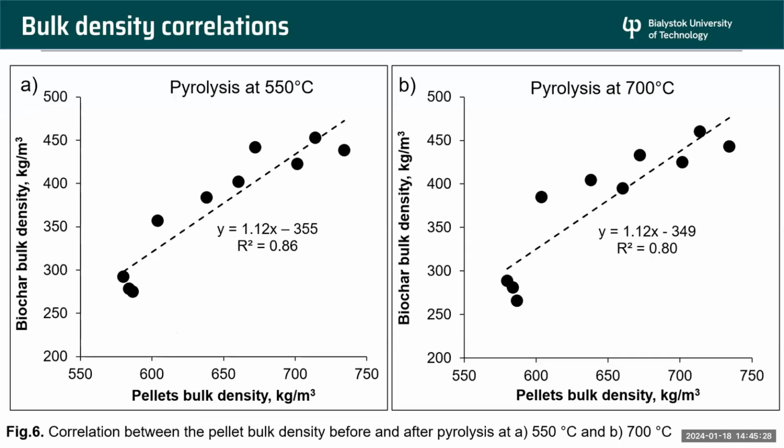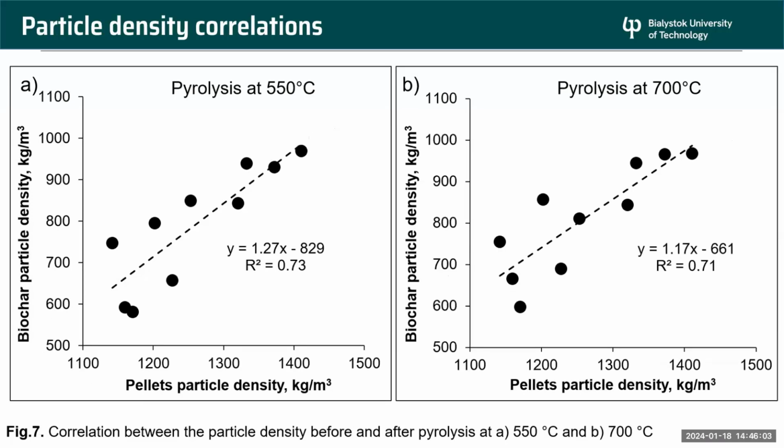So focusing on pellets, we found out that in both temperature scenarios, we have a direct effect of the pellet bulk density on the biochar bulk density. So the higher the bulk density of pellets that were subjected to pyrolysis, the higher the bulk density of the biochar obtained. Here the correlations were a bit stronger for 550 degrees than 700 degrees. However, still we can say that the correlation is very strong for both scenarios.